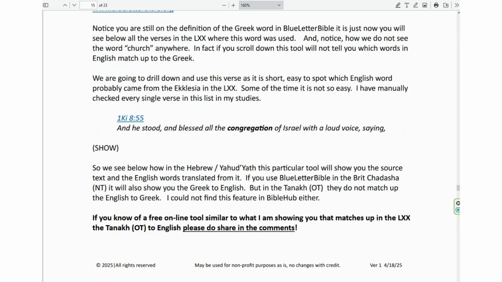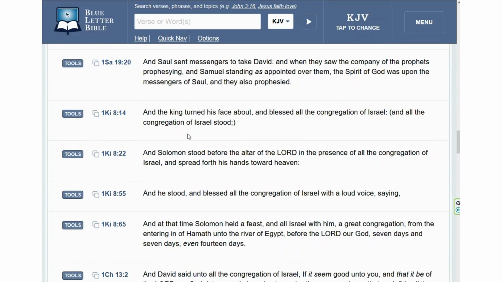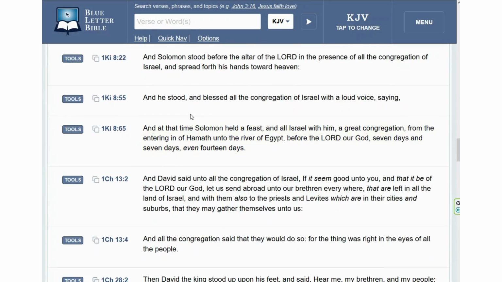I'm sorry to keep switching back and forth, but we're going to go find the verse in 1 Kings 8:55. And he stood and he blessed all the congregation of Israel with a loud voice saying. So we're pretty sure that that's going to be the word that we're looking for. So we're going to drill down on this verse.